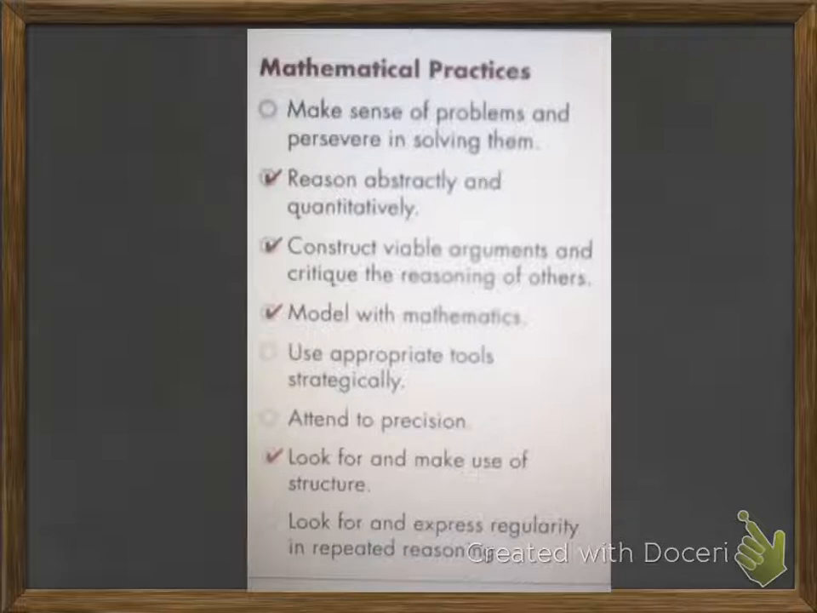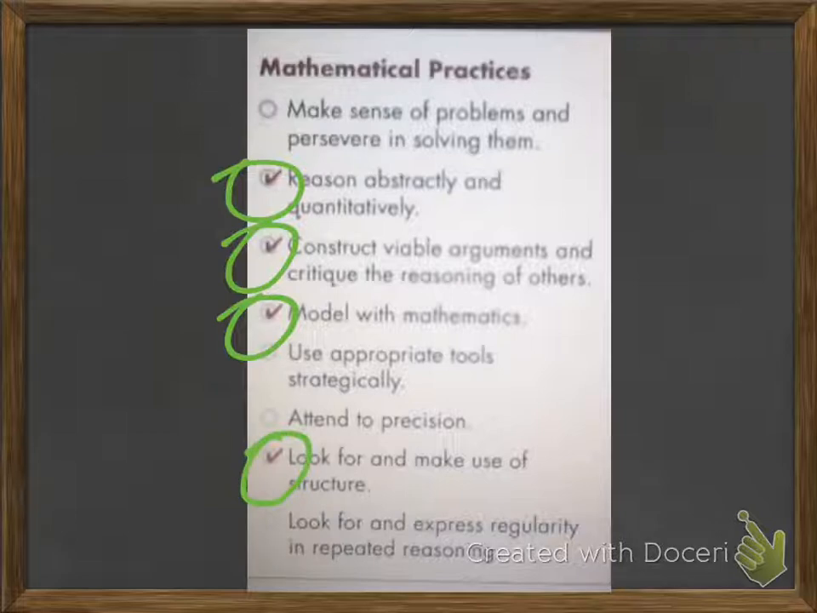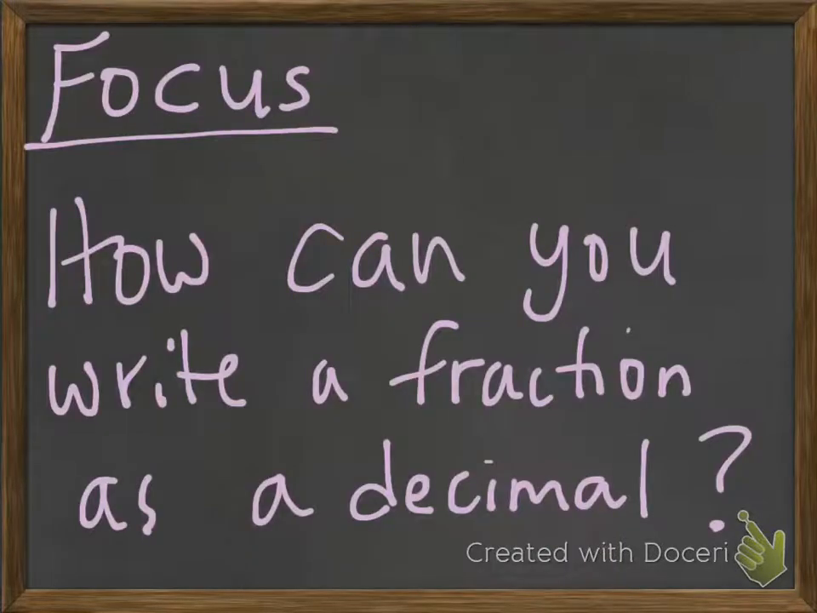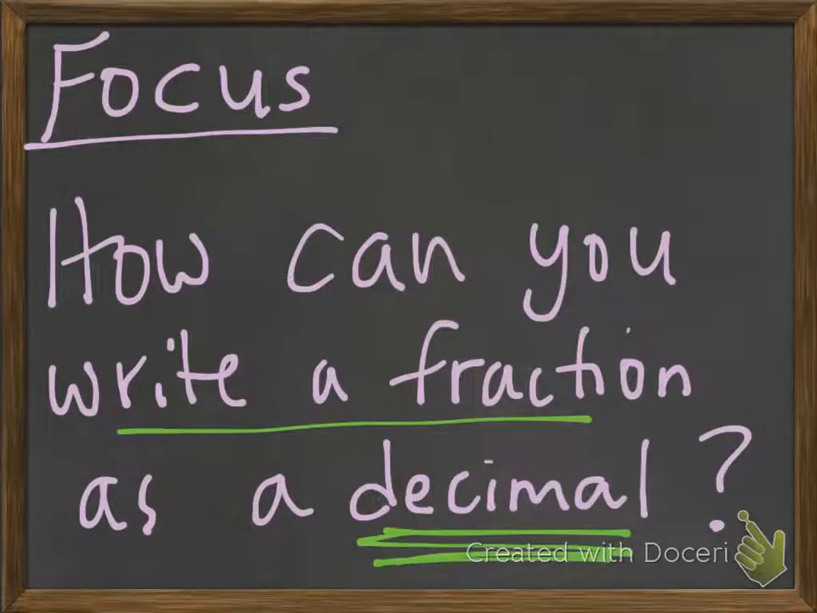Mathematical practices: we're going to reason abstractly and quantitatively. We're going to construct viable arguments and critique the reasoning of others. We're going to model with mathematics and look for and make use of structure. Our focus is how can you write a fraction as a decimal? Let's take a look.